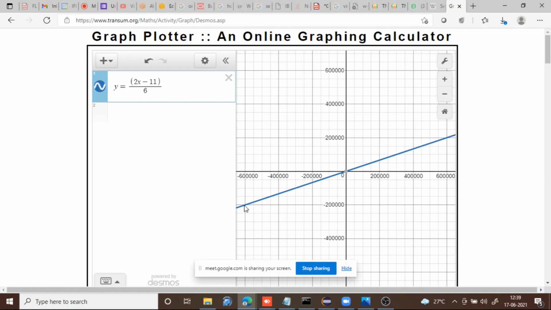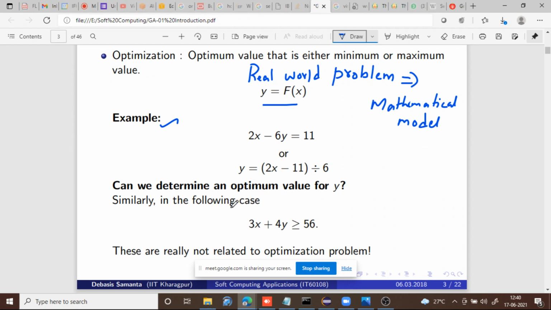So there is no minimum. See, it keeps on going. As x decreases, y also keeps on decreasing. As you increase x, y also keeps on increasing. There is no standard minimum or maximum point, right? So this type of problem cannot be solved by using a maximization or minimization approach. Basically, this is not at all a maximization or a minimization problem. So these are really not related to optimization problems, right?